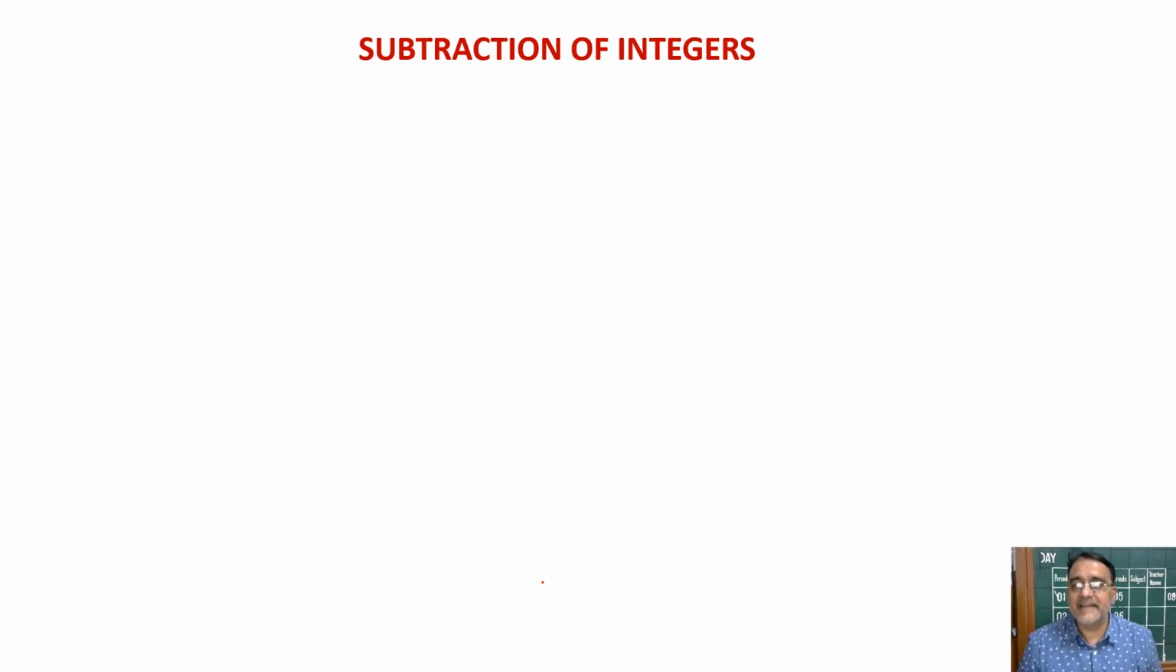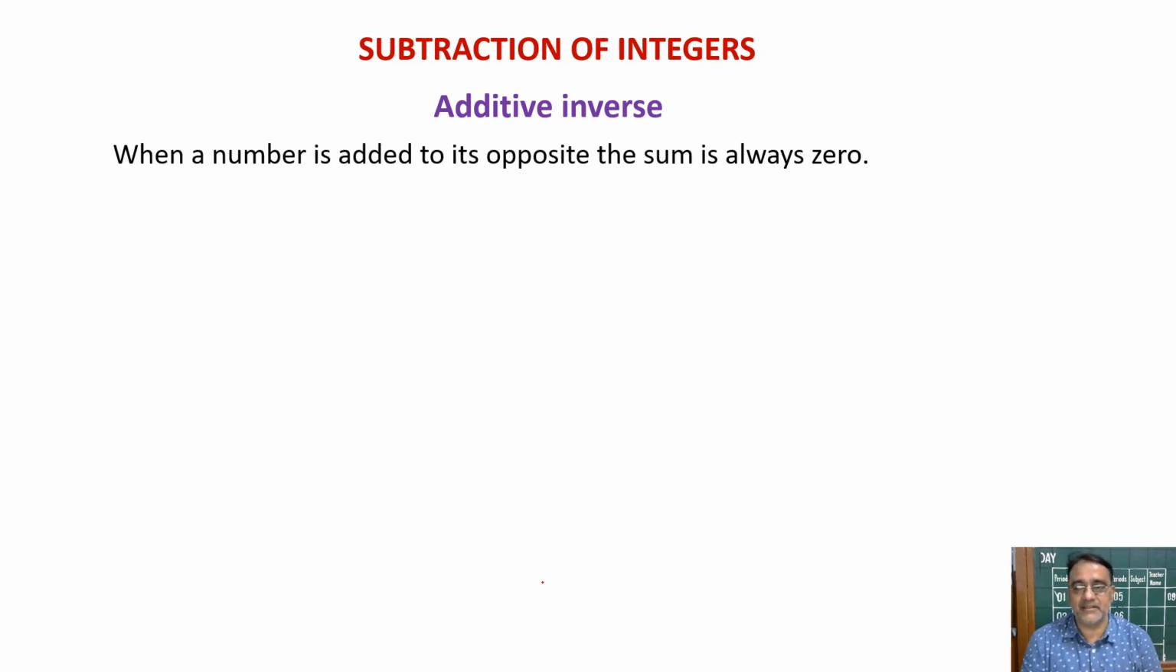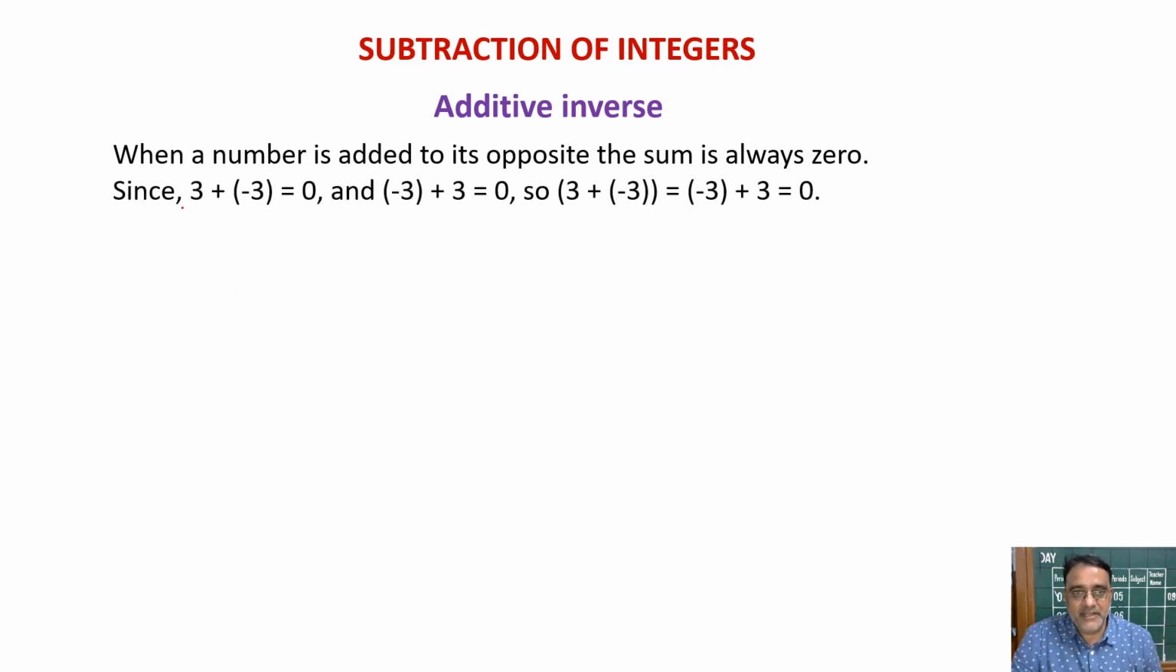So first topic is additive inverse. When a number is added to its opposite sign, then the sum is always 0. जैसे 3 को हम लोग -3 से ऐड करते हैं और 4 को -4 से. So then we are getting the sum zero. See some examples. 3 plus -3 is 0, -3 plus 3 is 0, right? So 3 plus -3 or -3 plus 3 both are equal to 0. So that means we can say that 3 is the additive inverse of -3 or -3 is the additive inverse of 3.